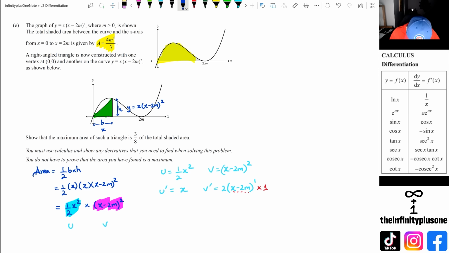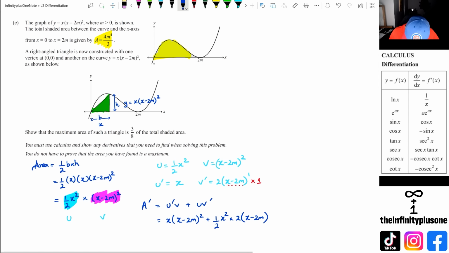So then I can say area dash is equal to u dash v plus u v dash. So I'm going to get x multiplied by (x minus 2m) squared, plus a half x squared times 2(x minus 2m). Now I can rewrite this as x times (x minus 2m) squared plus x squared times (x minus 2m).